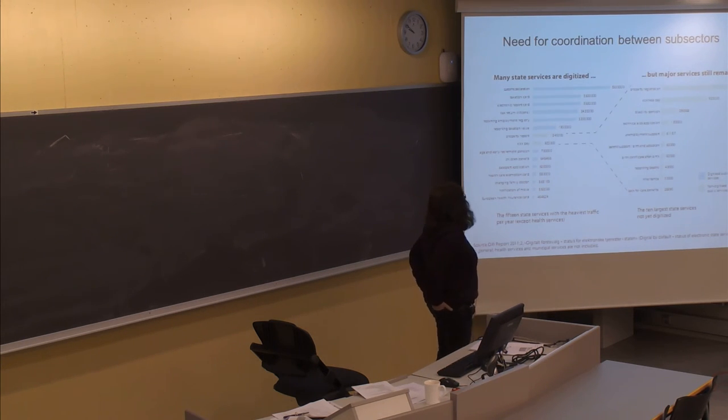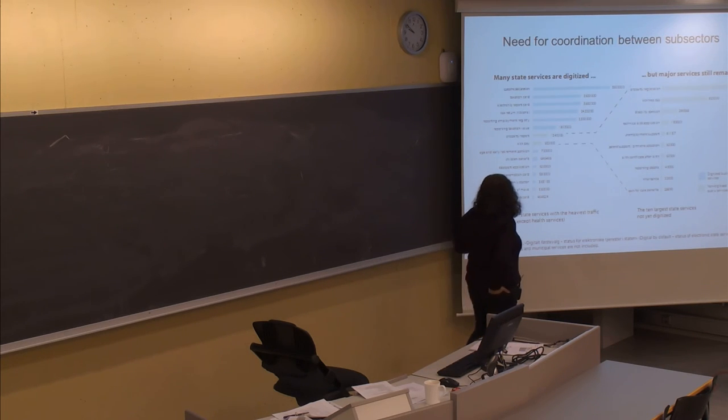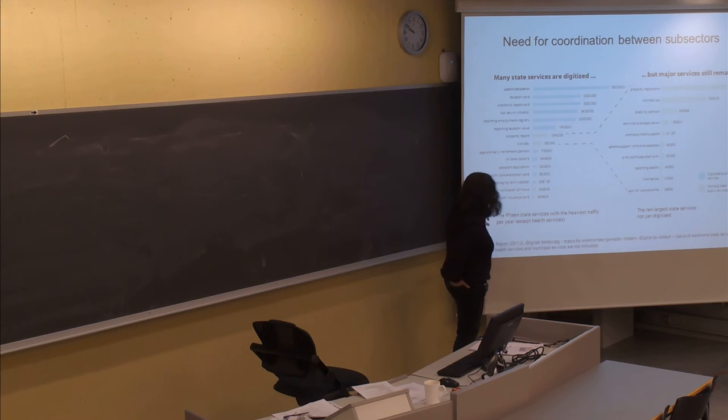There's a need for coordination between public sectors, because many state services are digitized, but many major services still remain. We see that these are the 15 state services that have the most usage, except for health services. And we have customs declaration, tax card, electronic tax return, reporting, employment registering, reporting tax value. And these are non-digitized services on the road. There's property reports and sick pay.